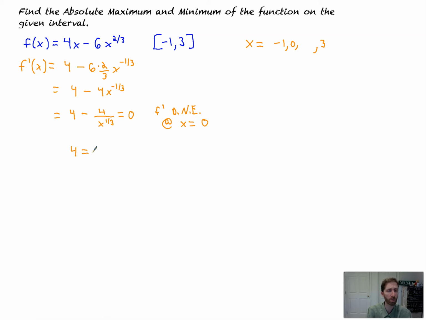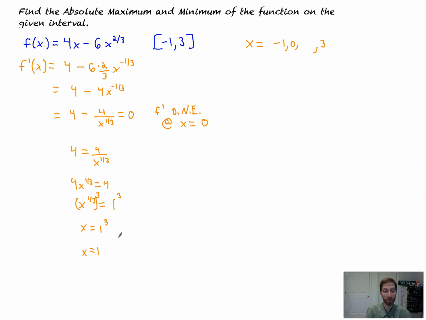So I've got 4 equals 4 over x to the 1/3. Nice. I'm going to multiply both sides by x to the 1/3. That gives me 4x to the 1/3 equals 4. Divide both sides by 4. Essentially, you've got the cube root of x equals 1. You can do that mentally, or you could raise both sides to the 3rd power. That would give you x to the 1/3, sorry, x to the 1/3 to the 3rd, and 1 cubed. So x ends up equaling 1 when everything clears.